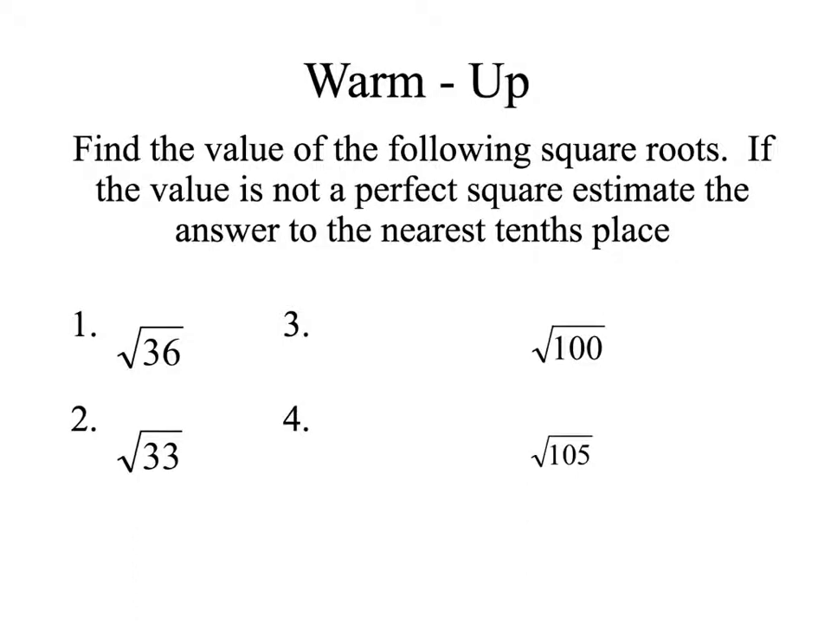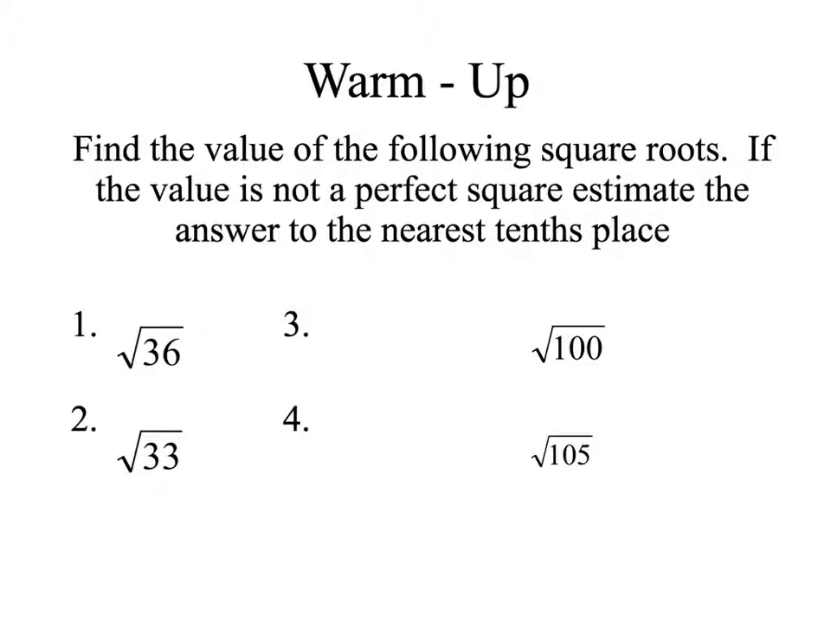So today we're going to be looking at comparing and ordering rational numbers. We've already talked about what rational numbers are, what irrational numbers are, all of that. Now we're going to look at putting it all together. But first we have the warm-up, and it's asking you to find the square root. It says if it is not a perfect square.